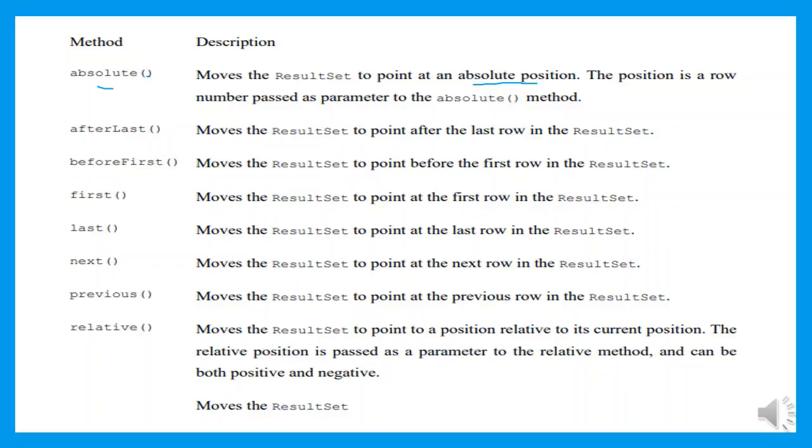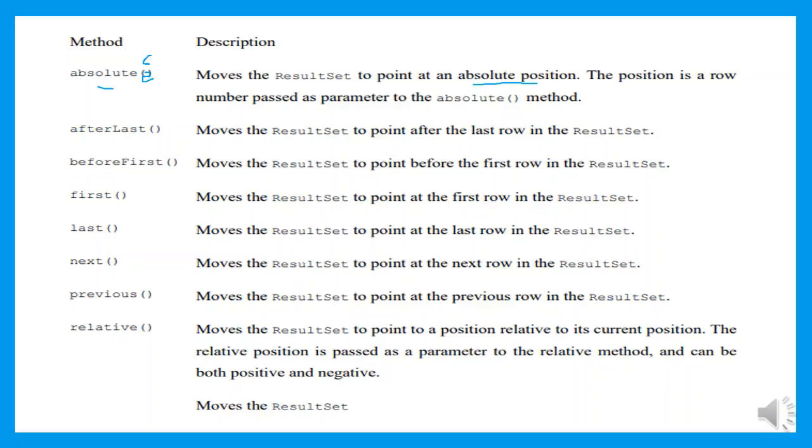For example, I am passing a row number 2 to the absolute method. So your cursor will be moved to the second row of the table. Whatever values are there in the second row of the table are going to be retrieved. Similarly, I can jump from one location to another. Now the cursor is in the second position and I want to retrieve the sixth row. Then I will pass the argument 6 to the absolute method. Now the cursor is pointing to the sixth row of the table, and I am going to retrieve it.